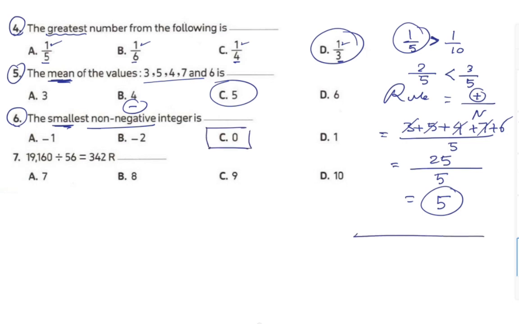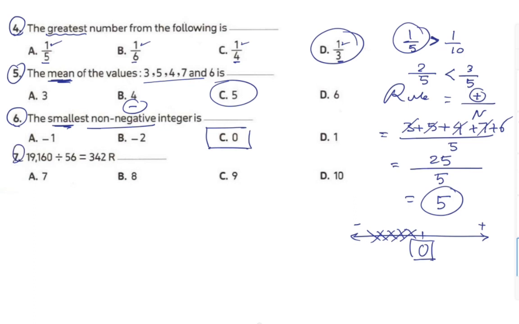Don't forget from your mind the number line. We have 0, the positive direction and the negative direction. He asked us about non-negative, so I will delete this part. So I have 0 and the positive direction. Which number is the smallest from 0 to the infinity of positive? Of course, 0 itself. 0 is the first one to the left. Okay, so 0 is the smallest non-negative integer.